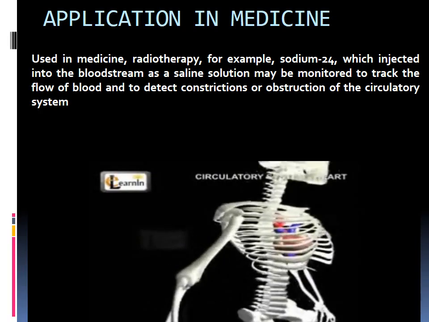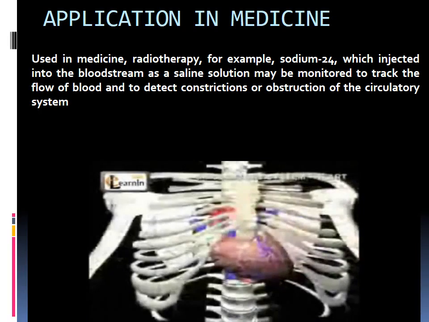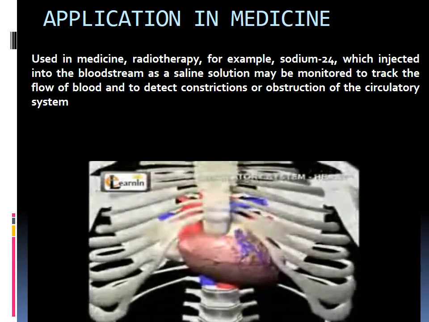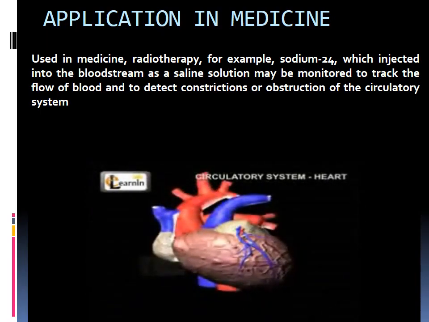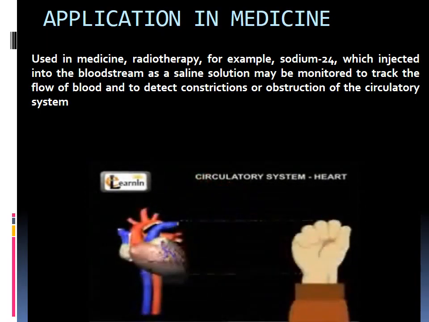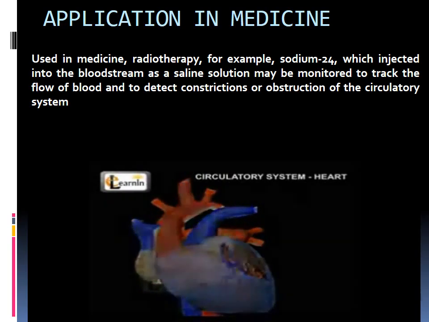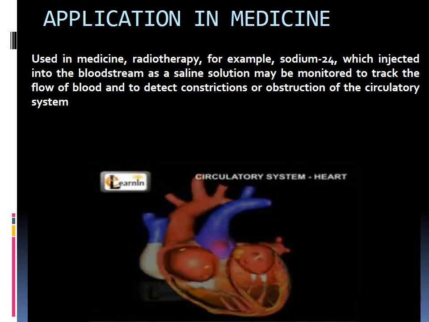The heart is located in the chest cavity with its lower tip slightly tilted towards the left. The heart is typically the size of a fist. There are 4 chambers in the heart.